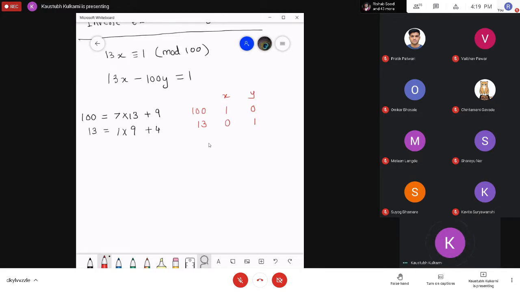Next row: shift left, 9 is divided again by 4. So 2 times 4 is 8, plus 1. In this row, you will have 9 as the row. Now what will be the x and y?